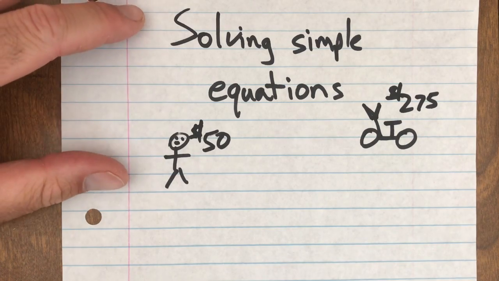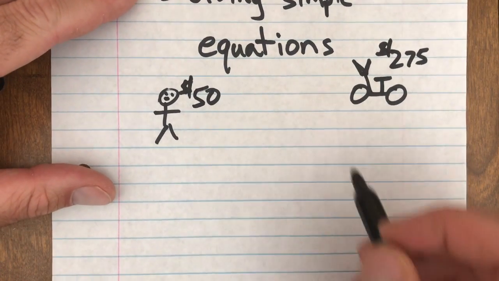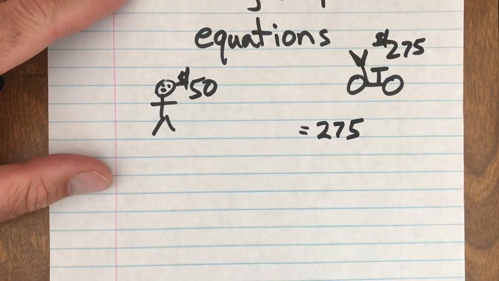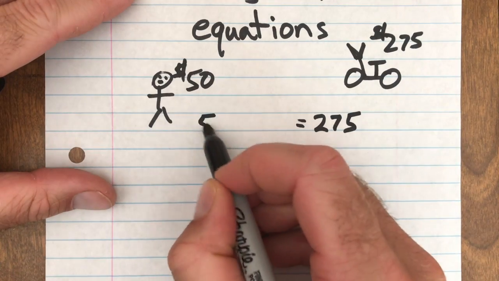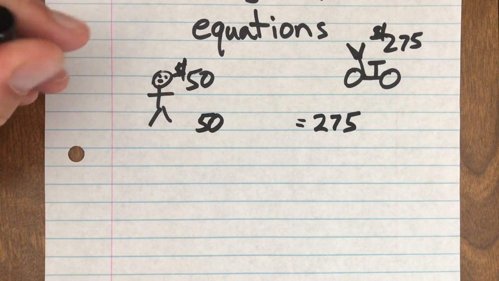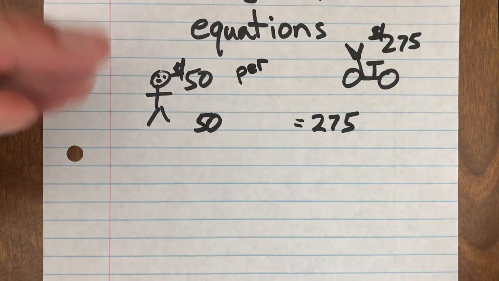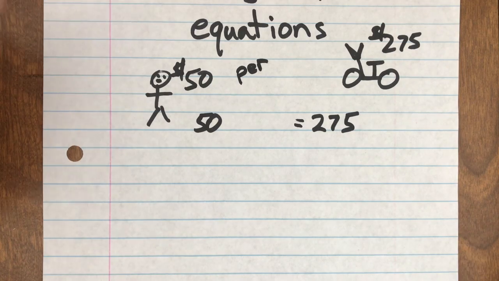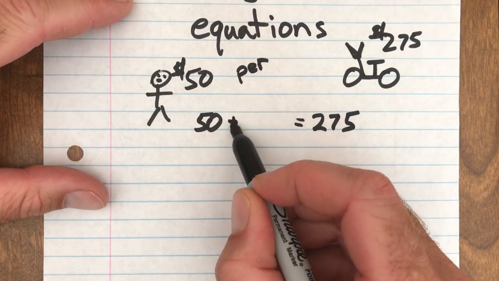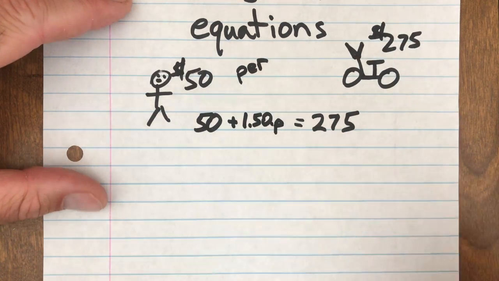So this is going to lead to a simple equation. Here is what it's going to start out with. Over here we have what he's trying to save up for, the $275 bike. He only has $50, but he makes $1.50 per paper. When we say that word per, that means every single paper he sells, he gets $1.50. So that's going to be represented by multiplication. So it's going to be 50 plus $1.50 per paper.